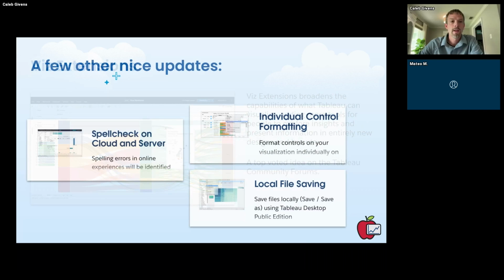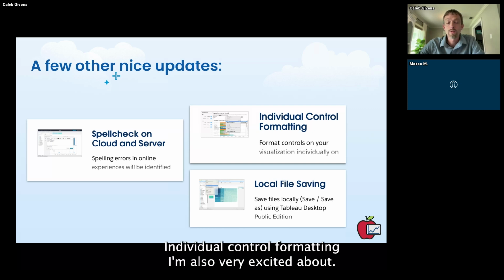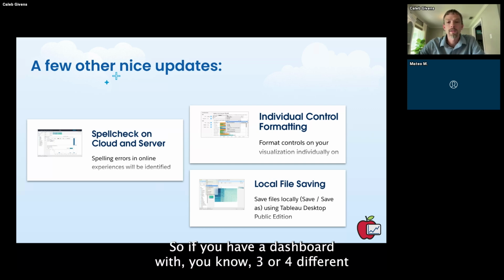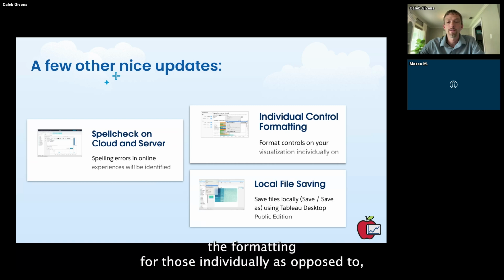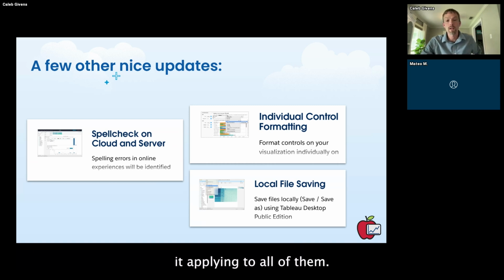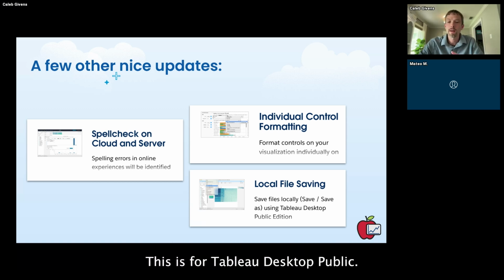So there's a few other nice updates on cloud and server. I'm very excited about that. Individual control formatting, I'm also very excited about. So if you have, say, a dashboard with 3 or 4 different filters or parameters, you can now control the formatting for those individually as opposed to it applying to all of them. And then the last one here is local file saving. This is for Tableau Desktop Public.